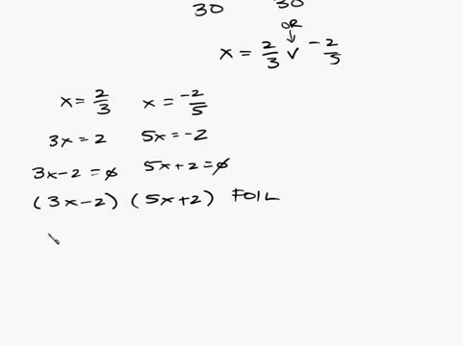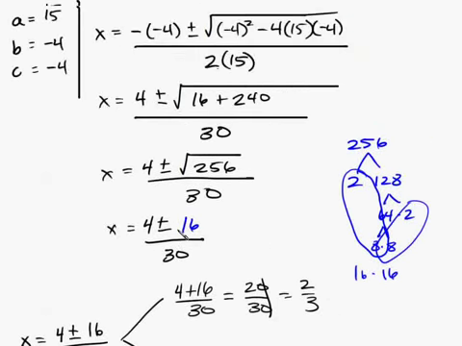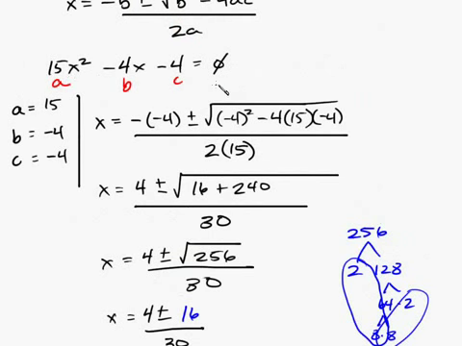Okay, and you're going to get 15x squared. That's the first. Outer is going to be plus 6x. Inner is going to be minus 10x. And last is going to be negative 4. So then combine this and that, and you get 15x squared minus 4x minus 4. And that checks out beautifully with this.